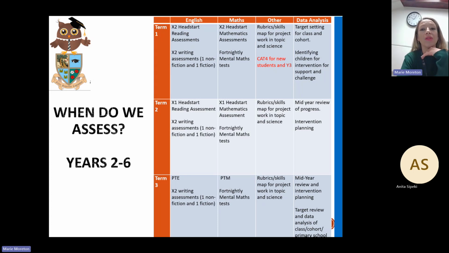We do the maths assessment as well, and we do fortnightly mental maths tests. Those are the ones that parents will be familiar with, because we see them for homework. So the children have a practice at home.